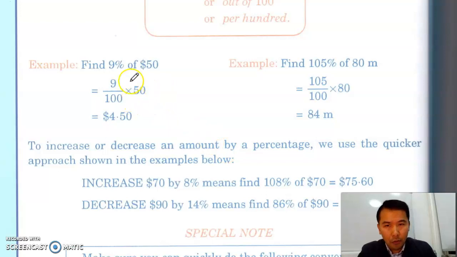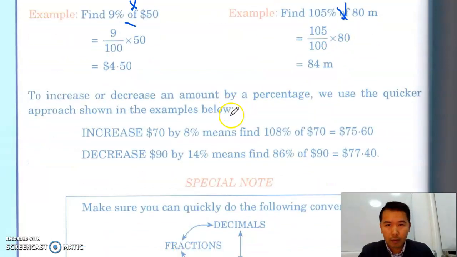So whenever you see the word "of", it means multiply. Okay. "Of" does mean multiply. Don't forget the unit.